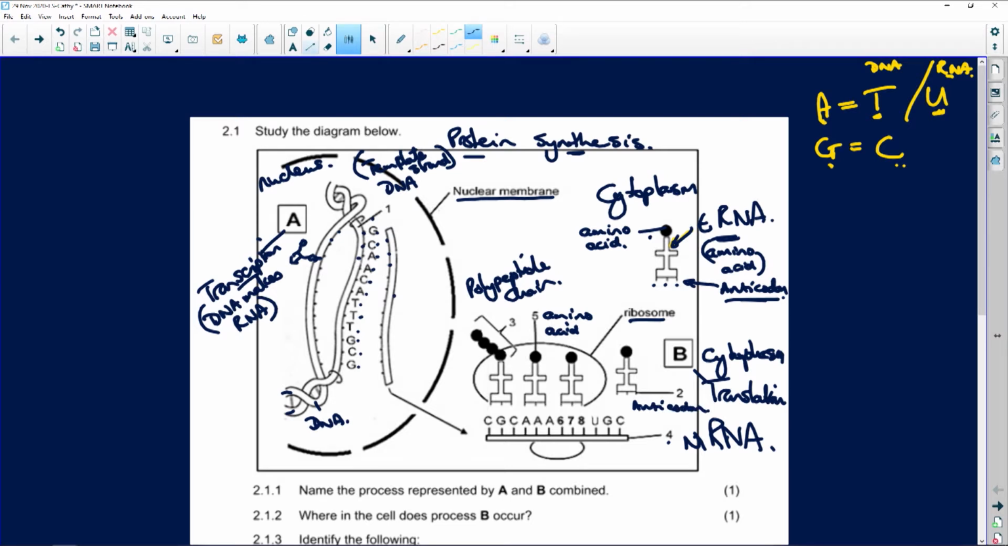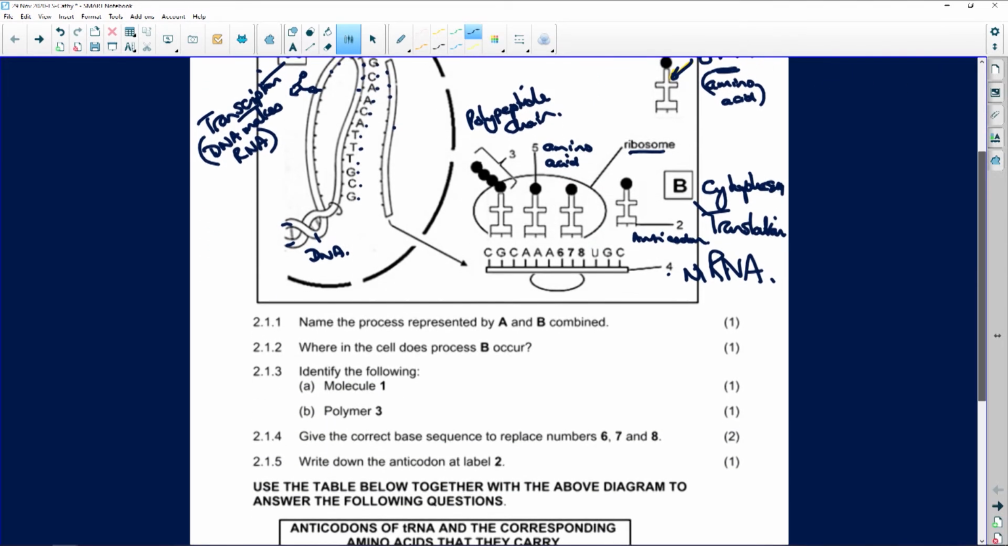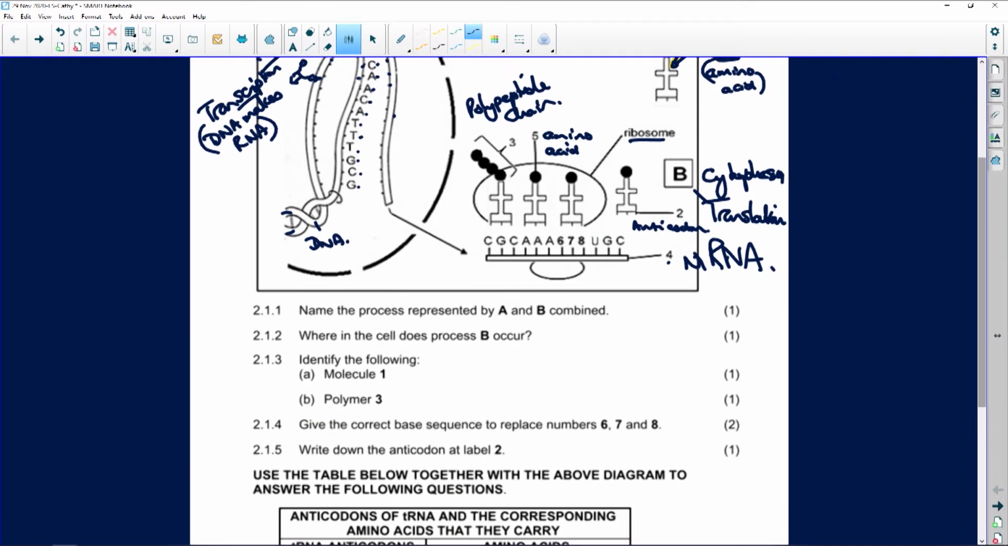Okay, so let's just take it off here. So let me take it off there, and I'm going to take that away there because you've already got it. Otherwise, you're not going to have enough space for everything else. Alrighty, now let's look at our questions. Okay. So it says, name the process. Well, it's protein synthesis.